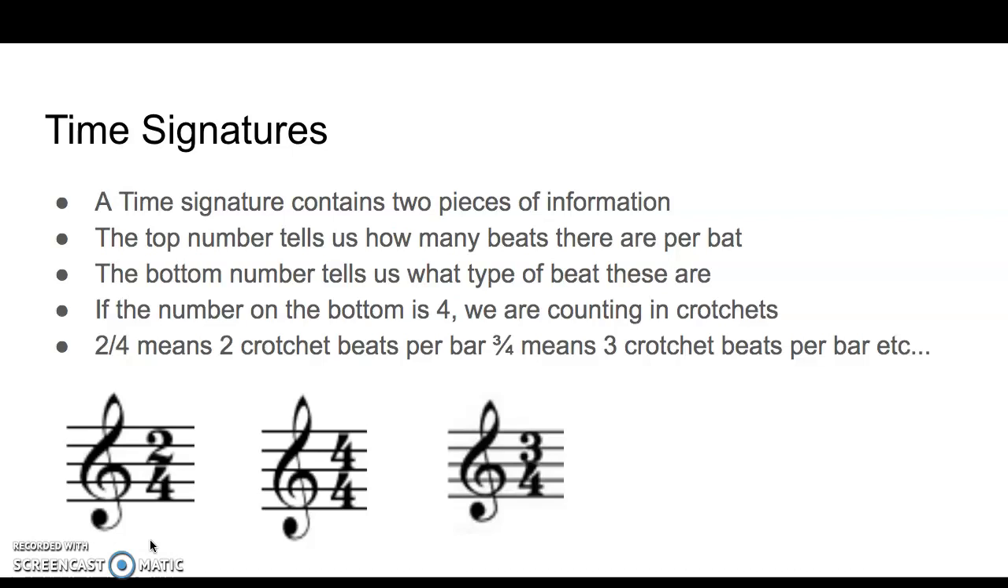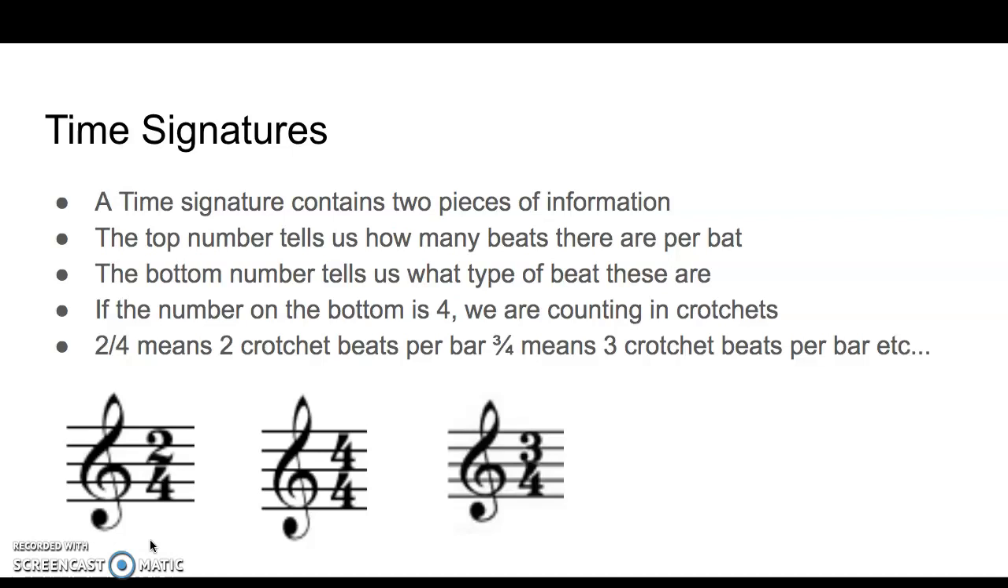The number on the top is a 2, which tells us there are 2 beats in a bar. The number on the bottom tells us what type of beats they are. So if you think of it as a fraction, even though it's not a fraction, the number on the bottom there is a 4. And as I'm sure you know, a fraction with a 4 on the bottom is a quarter. So essentially this means there are 2 quarter notes per bar.